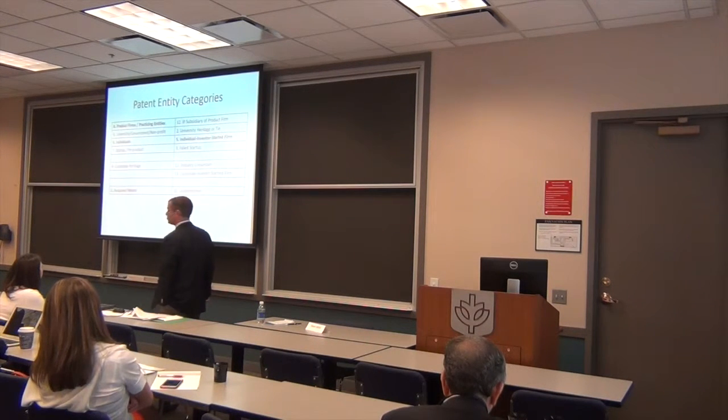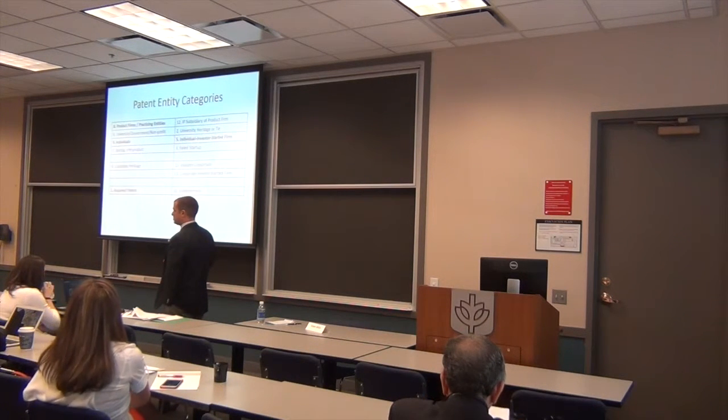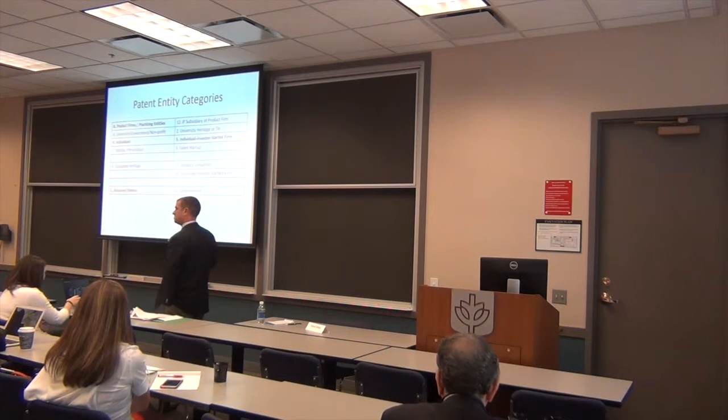The next row, individuals, which are mostly individual inventors. We also lump in if there are trusts that are asserting the patents on behalf of a deceased inventor. And then individual inventor started firms. So these are licensing firms that are owned by inventors.